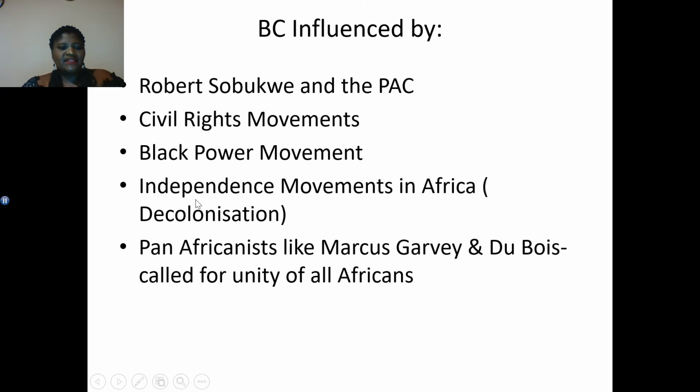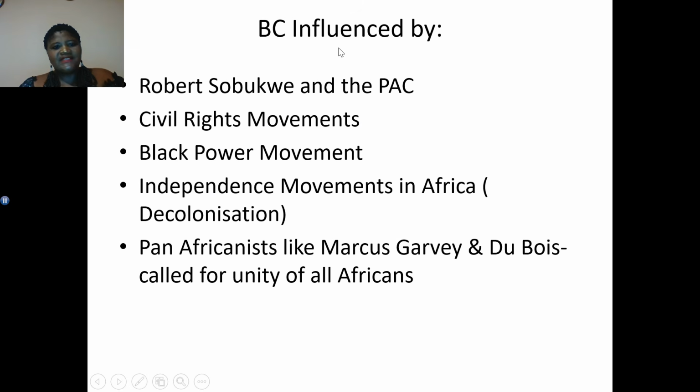So the approach was the same together with this civil rights movement. So the successes in terms of achieving their liberation in the US then influenced how the Black consciousness movement dealt with the issue of oppression in South Africa.